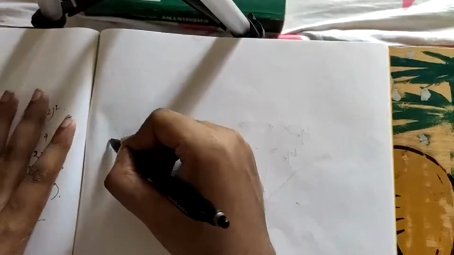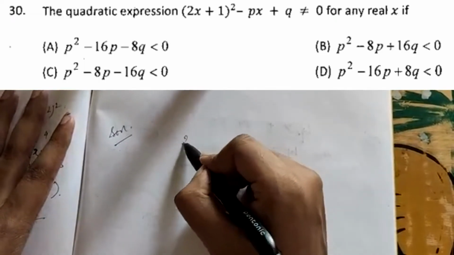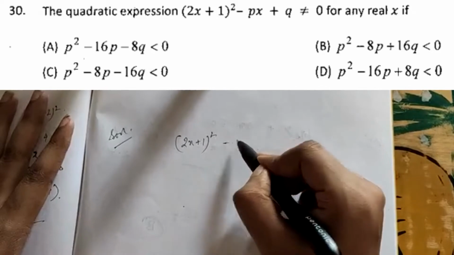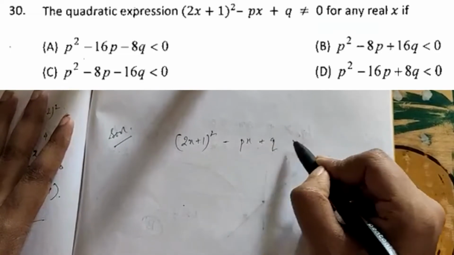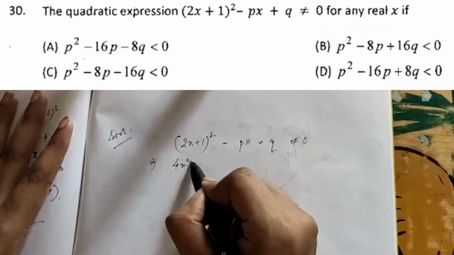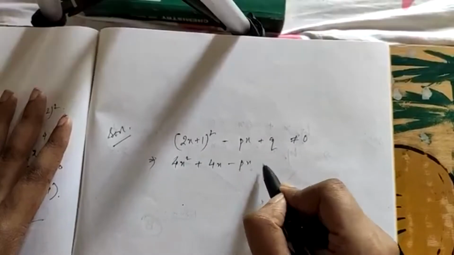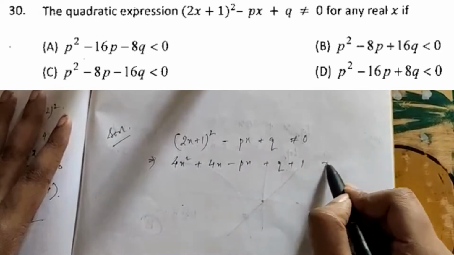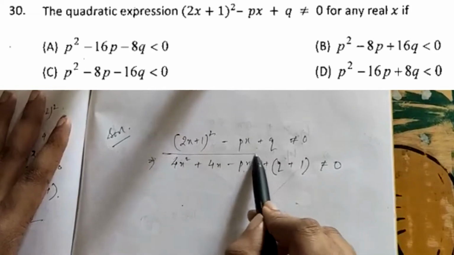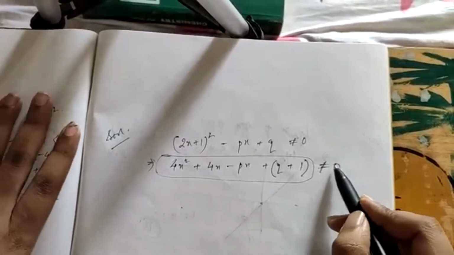Okay, the next question is question number 30. Question number 30 is telling that 2x plus 1 square minus px plus q is not equal to 0. So let me break it. That will be 4x square plus 4x minus px plus q plus 1 is not equal to 0. So you can see that this is a quadratic equation which is having no root, since it's already said that it's not equal to 0.